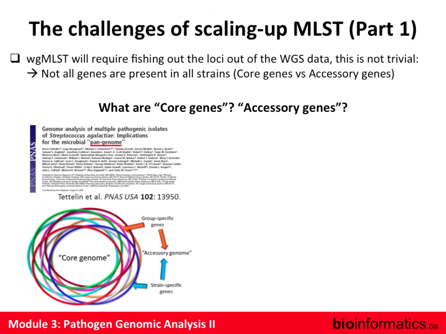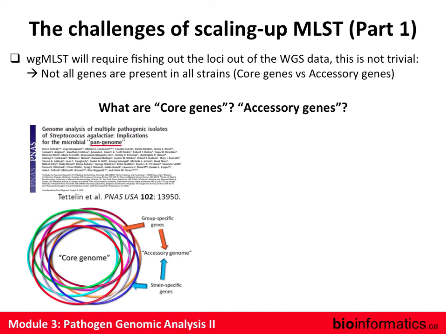For me, this is probably one of my favorite papers of all time. It was one of the first comparisons of multiple genomes of a particular species. They came up with this concept where the core are the genes that are shared by everybody, and the accessory is what's not shared by everybody. And it turns out that the accessory is way larger than the core.